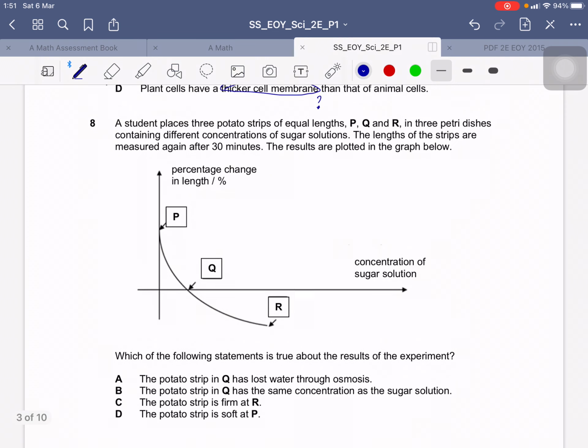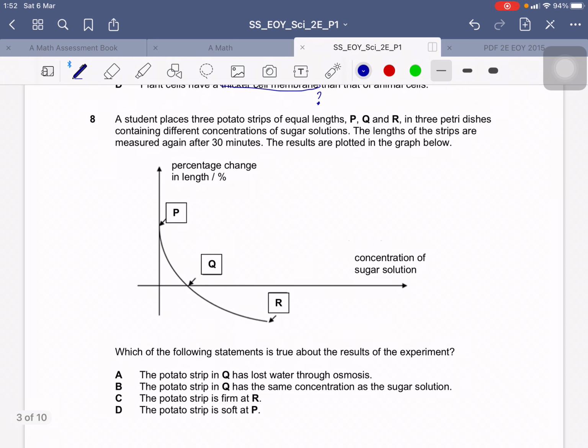Okay, question 8. A student places 3 potato strips of equal lengths, P, Q, and R, in 3 Petri dishes containing different concentrations of sugar solutions, and the lengths of the strips are measured again after 30 minutes. And the results are plotted. So you can see that over here, this is a percentage change in terms of the length. P actually changes a lot. And for Q, it changes 0, no change at all. So this is at the 0 level. And R, instead of increasing in length, I think it actually shrunk, because it's in the negative region.